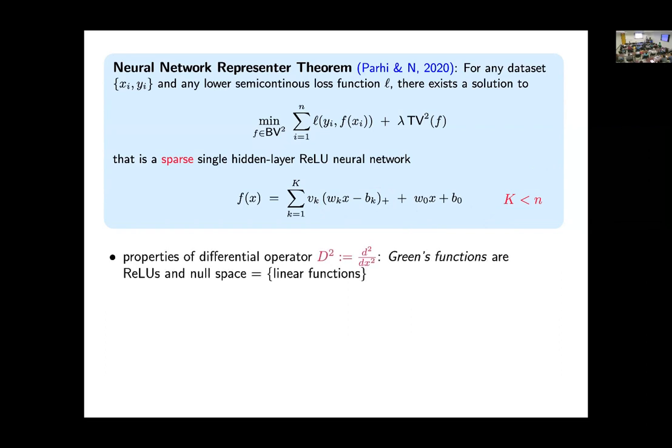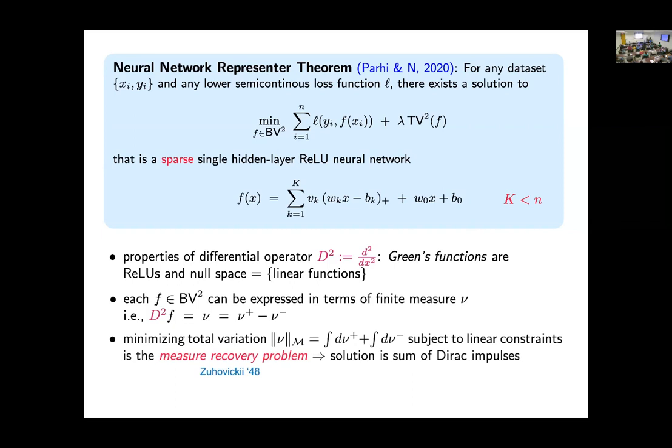This is actually kind of classical in a way to get this result. The second order differential operator has Green's functions, which are things like ReLUs. It has a null space, which are linear functions, which accounts for that affine term there. And any function in BB2 can be expressed in terms of finite measures. You take your function, take its second derivatives, and that gives you a measure. Then you want to minimize the total variation of the measure, which is what TB2 would be in this case, subject to linear constraints, which are our data constraints. And this basically reduces to this classical measure recovery problem.